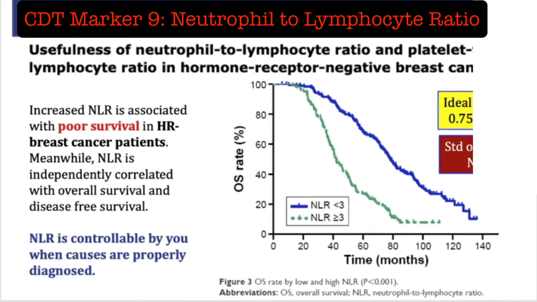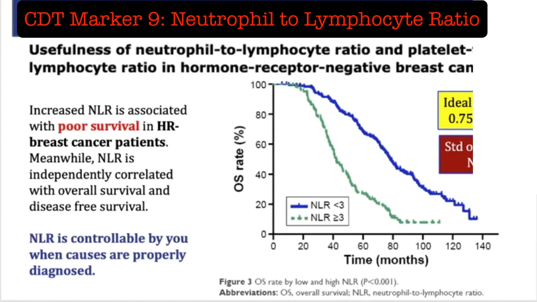So you look at the less than 3, a lot of people survive longer than 60 months and they're considered probably cancer-free, but really what you want is to move your neutrophil to lymphocyte ratio down. And it's a completely modifiable risk factor.